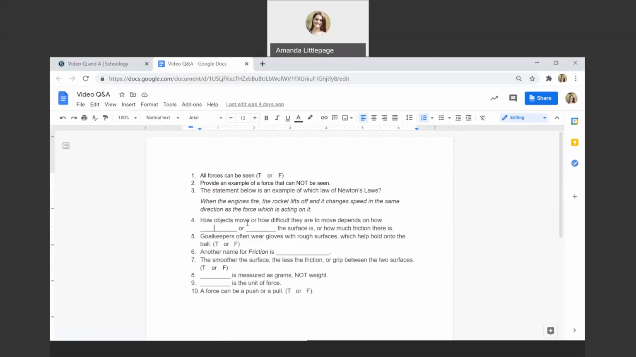For number 4, you'll be filling in the blank. And for number 5, again, you'll be highlighting, similar to number 1. So if you see a blank, you will type your response. And if it is true and false, you will simply highlight your response. You will need to submit this activity.